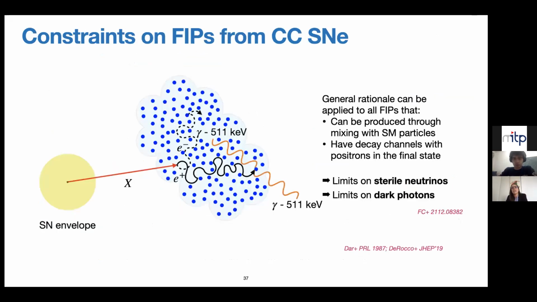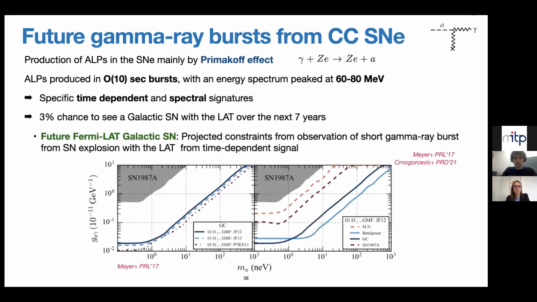So the same argument of galactic supernovae can be applied in general to any weakly interacting particle that can be produced through mixing with standard model particles within the supernova envelope, and then have feeble coupling to escape the envelope. So what we have done was also to apply the same rationale to sterile neutrinos and their photons, obtaining quite constraining results. So what about the future then?